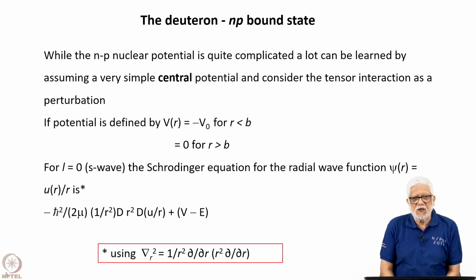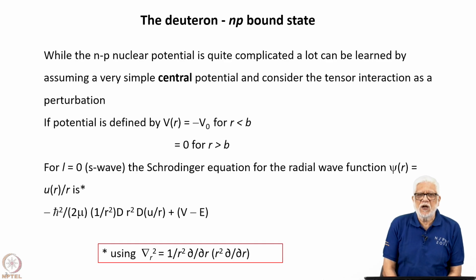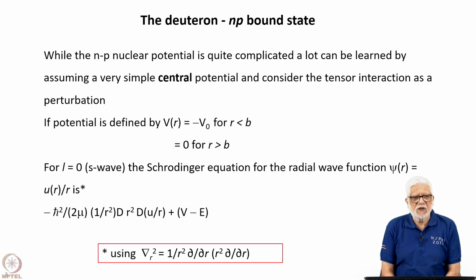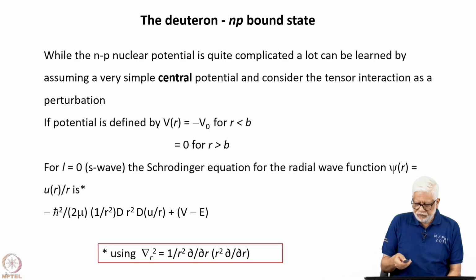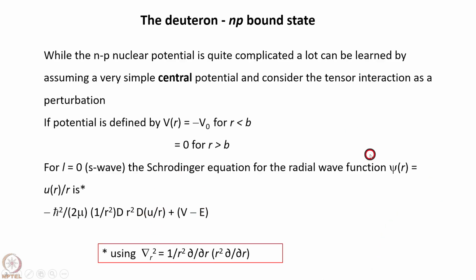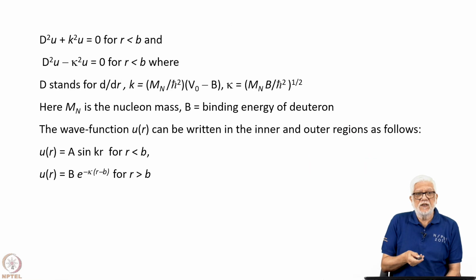So, let us start first with the central potential. Suppose the potential is defined by V of R equal to minus V0 for R less than b and is equal to 0 elsewhere. So, for the L equal to 0 S wave of the Schrodinger equation, the radial wave function can be written down as u of r by r, and this can be written down in terms of the Schrodinger wave equation. And so, this is just given here. This is the operator. So, if you try to solve for this, and the d is defined there.